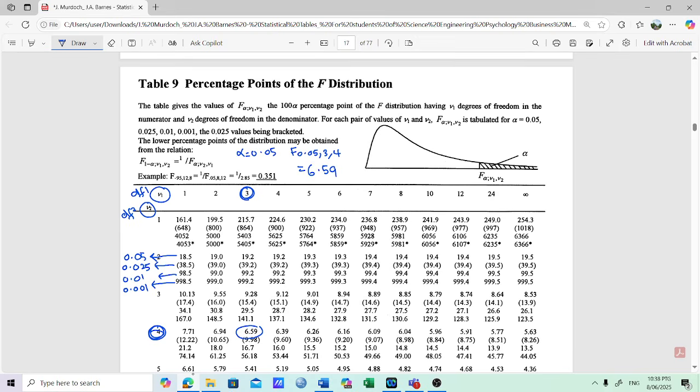Let's try again for a different alpha value, whereby now let's take alpha 0.025. Then F 0.025 with 3 and 4 degrees of freedom. So 3 and 4, the value is 9.98.